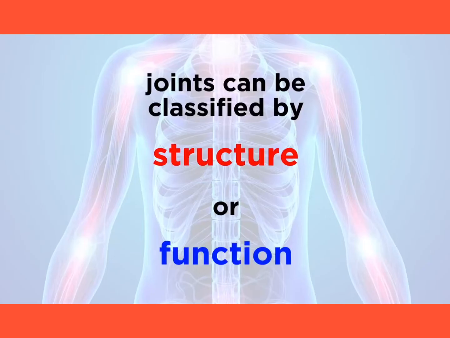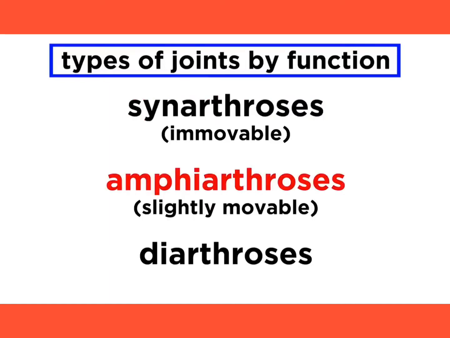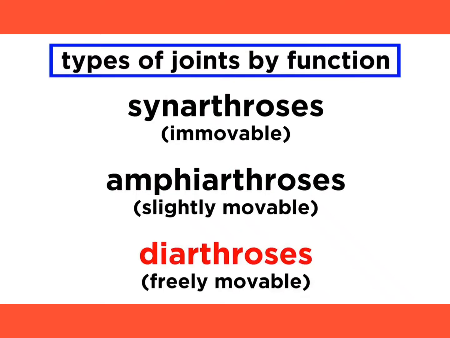First of all, we can classify joints either by their structure or by their function. If by function, we are referring to the extent of mobility that is provided by the joint. Synarthroses are immovable. Amphiarthroses are slightly movable, and diarthroses are freely movable. These each serve their own particular purpose within the skeletal system.